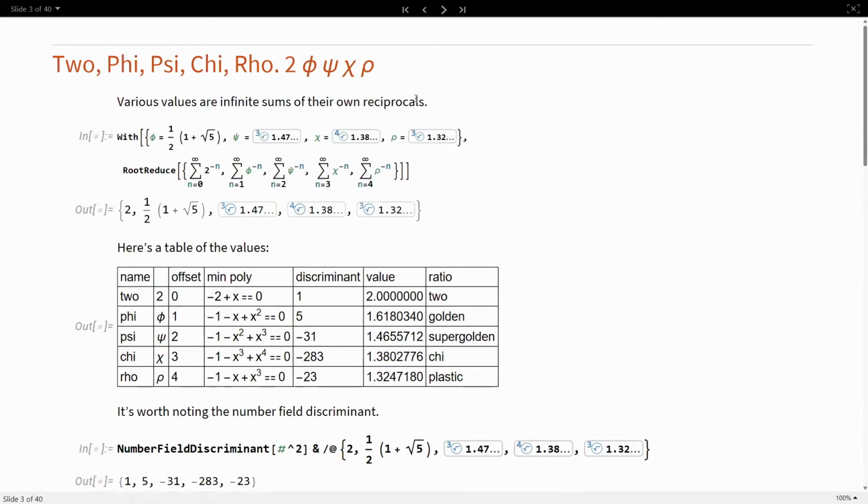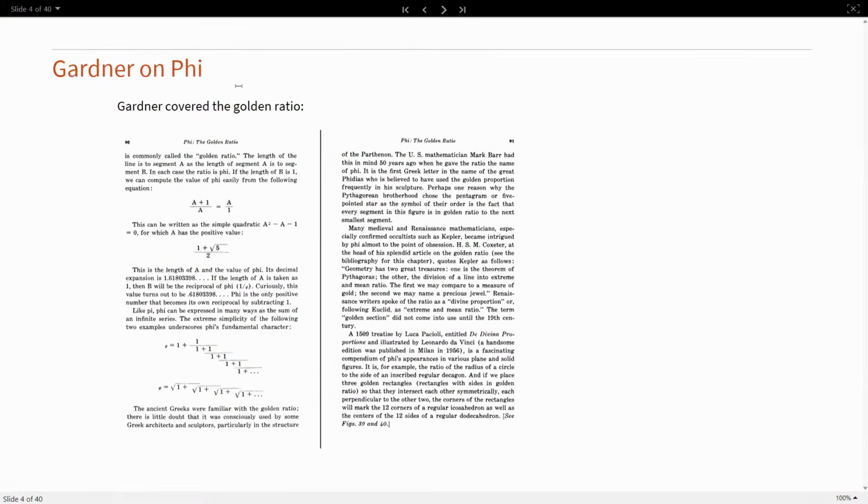With an experiment I'll be mentioning later, I happened to notice this property was at the heart of all the values that popped up the most often in this one experiment I did. Gardner talked about the golden ratio, and in his later writings away from Scientific American, he did look at the plastic constant.